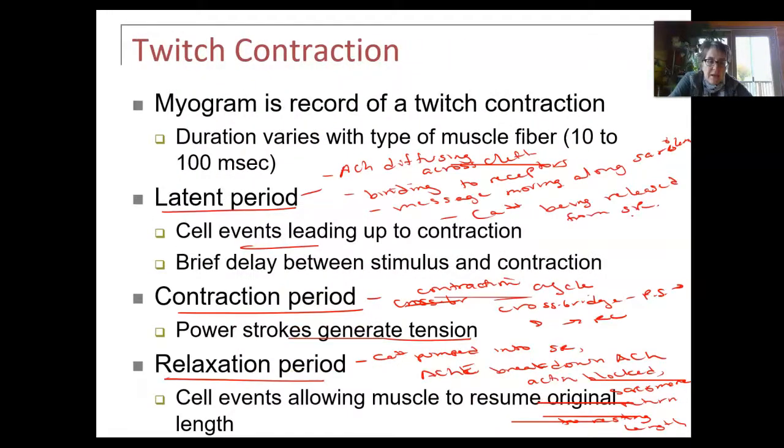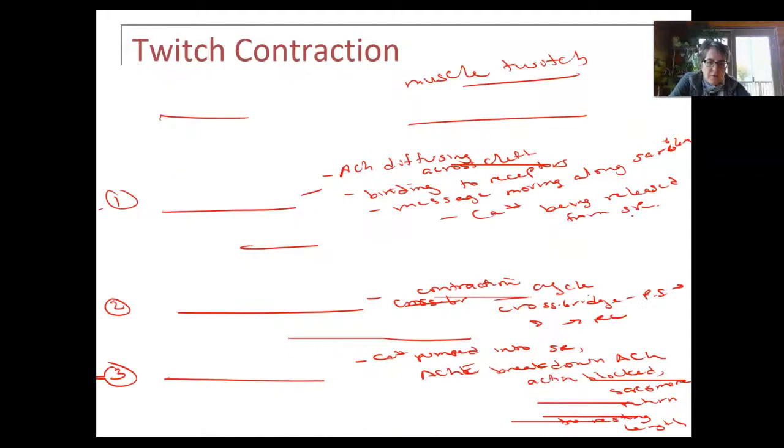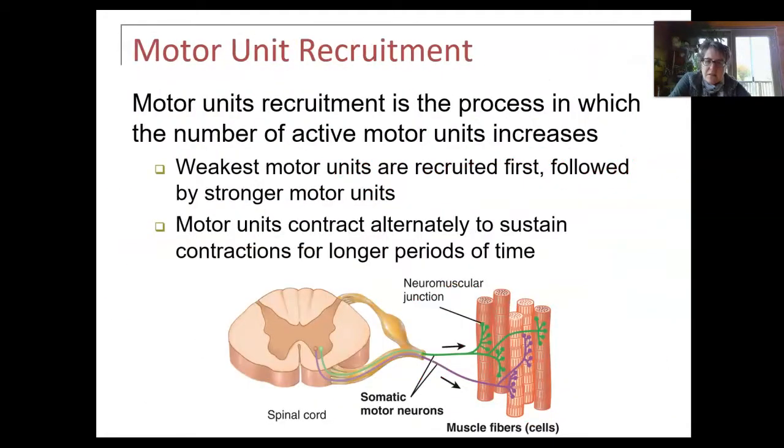So those are the 3 main parts involved in a muscle twitch: the latent period, the contraction period, and the relaxation period. A muscle twitch, a twitch contraction, it's all the same, and it's recorded on a graph called a myogram, with time on the x-axis.